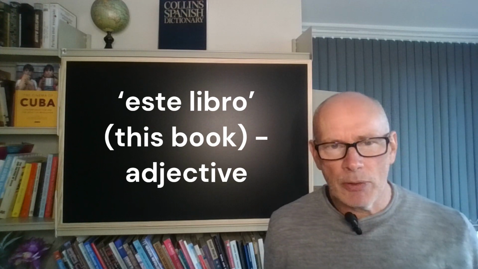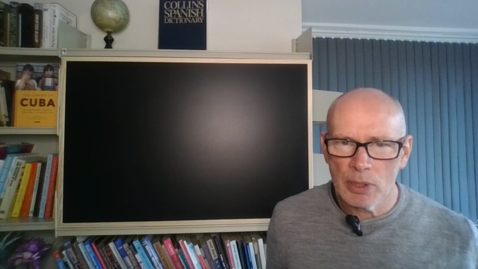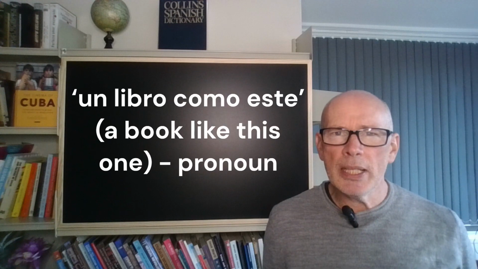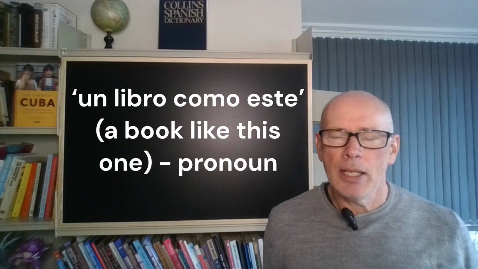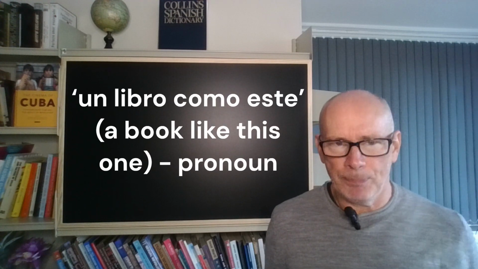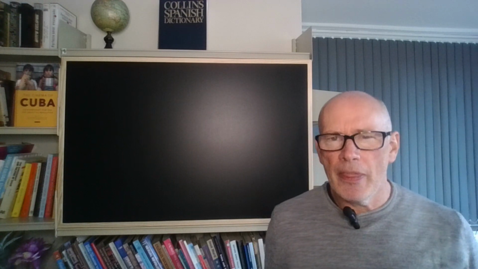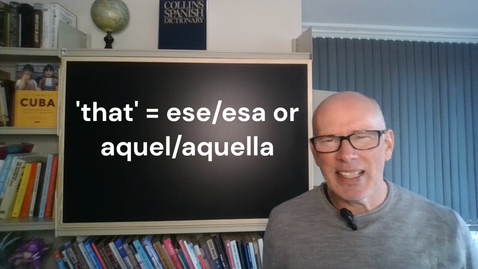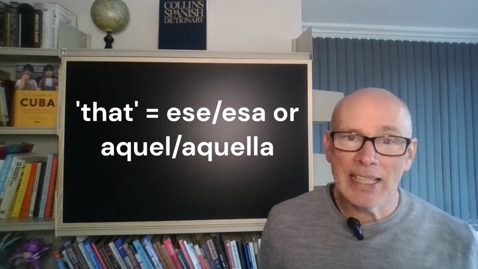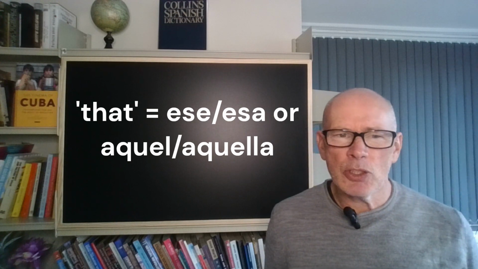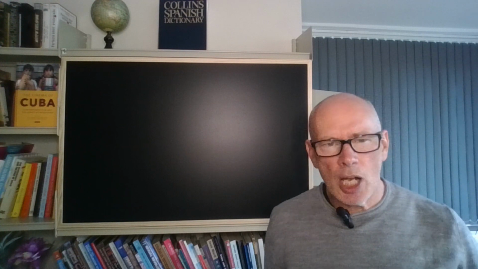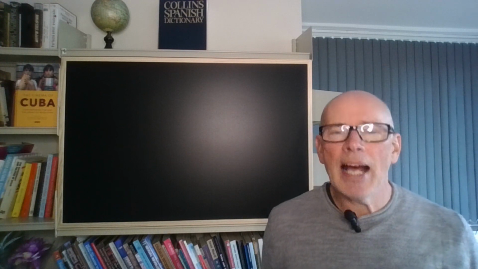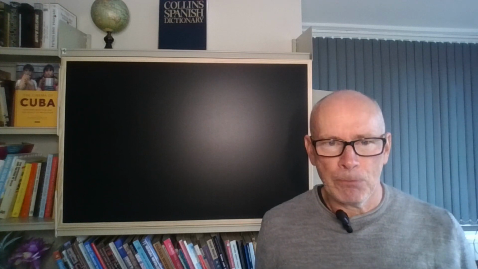But they are a pronoun when they replace the noun. For example, un libro como este, a book like this one. And Spanish has two words for that, ese and aquel, or esa and aquella. This depends on the distance in time or space between the speaker and the thing being referred to, but we'll get to that in a minute.